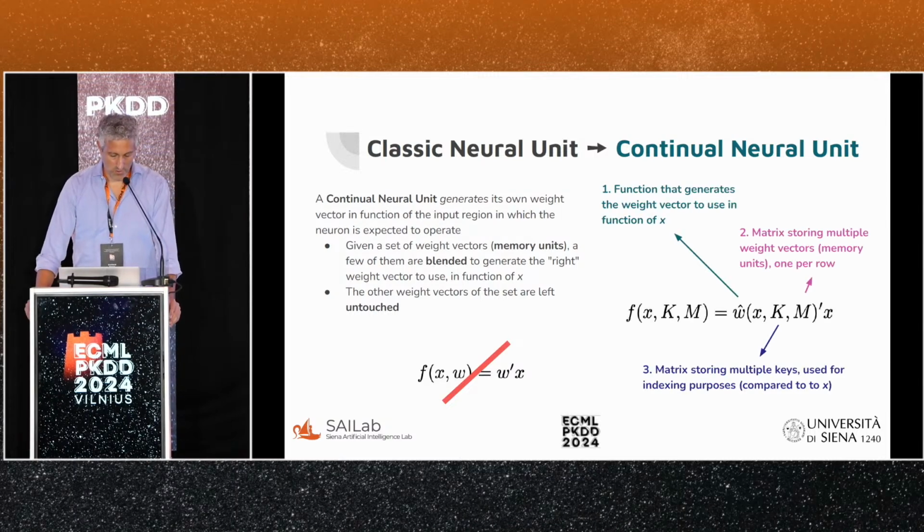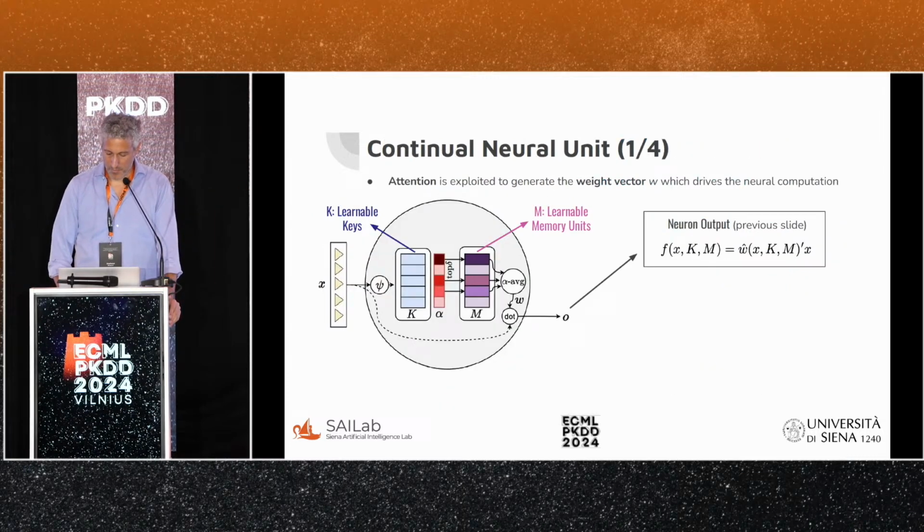So we're replacing the previous formula with this one, in which w hat is not a weight vector. W hat is a function that generates the weight vector in function of the input x, and also of two new players, the matrices K and M, that are basically keys and values in an attention model. In this case, keys and values are what we call, as I said earlier, memory units. M is the matrix that stores the memory vectors, the weight vectors, and K is a matrix used for indexing purposes. So it has the same structure in terms of what you actually do, but it's more general.